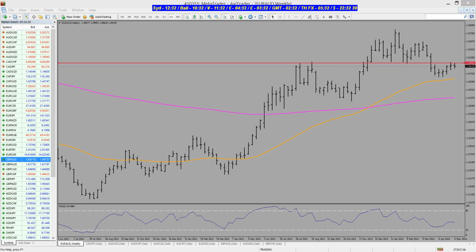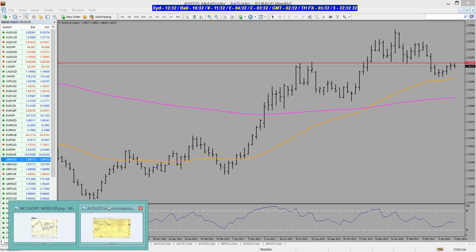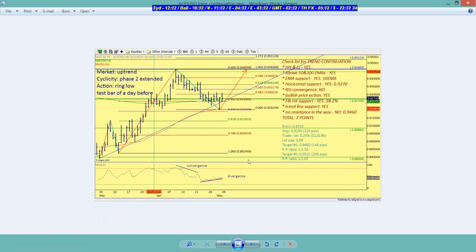SEB, Aussie dollar. Aussie dollar long continuation. A little cycle in there too. Right. Bang. Higher highs, yes. Above the moving averages, yes. EMA support, horizontal support. RSI convergence, no.